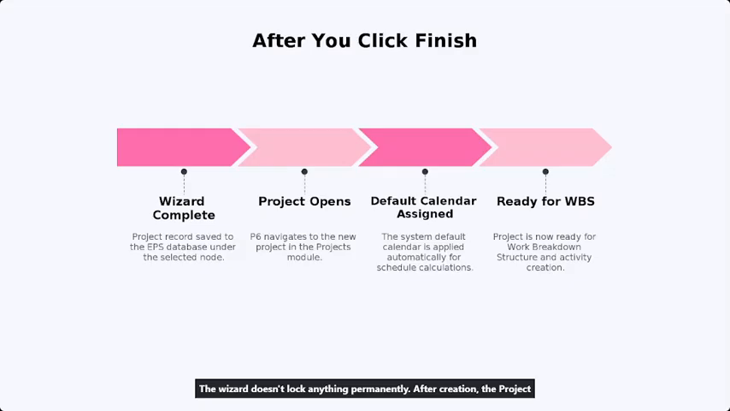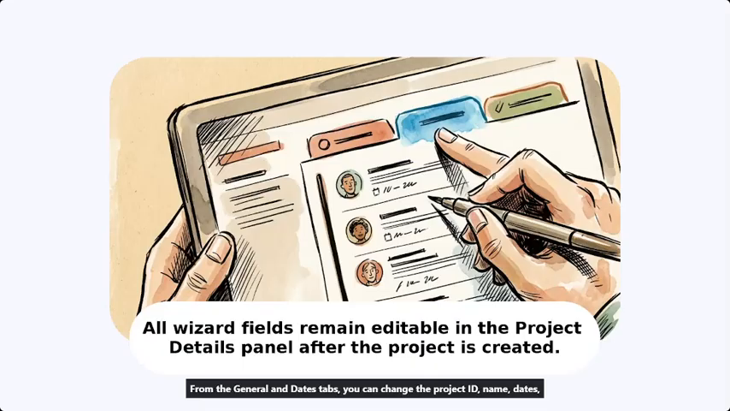The wizard doesn't lock anything permanently. After creation, the Project Details panel at the bottom of the screen shows all those same fields and more. From the General and Dates tabs, you can change the project ID, name, dates, or manager anytime. Here you set the default duration type and the project calendar, both needed before building your schedule.